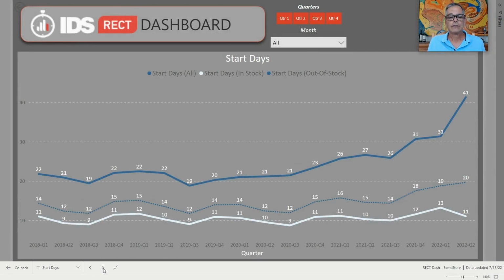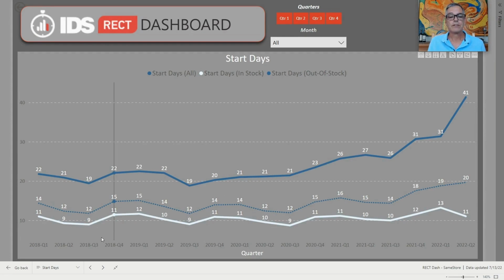If we take a look at those start days and look at these individual components, the way I wanted to slice it was to see how the other bottleneck is impacting this bottleneck. So we take a look at start days, and we see the white line or pale blue line at the bottom is the average when there's in-stock parts, and the dark blue line is the average when there's out-of-stock parts.